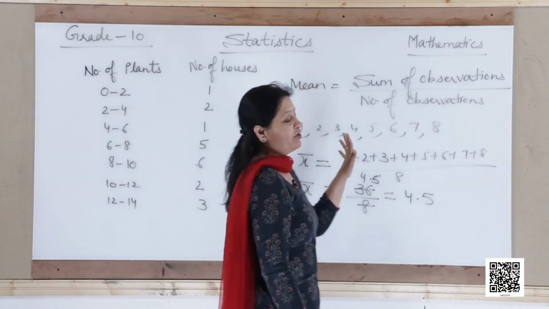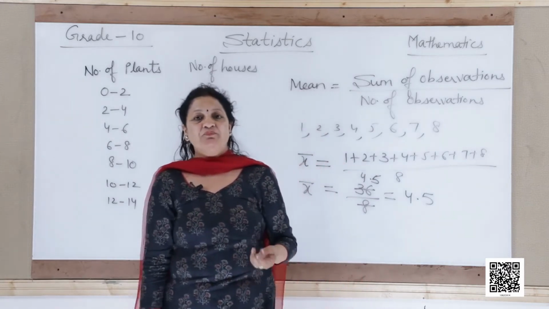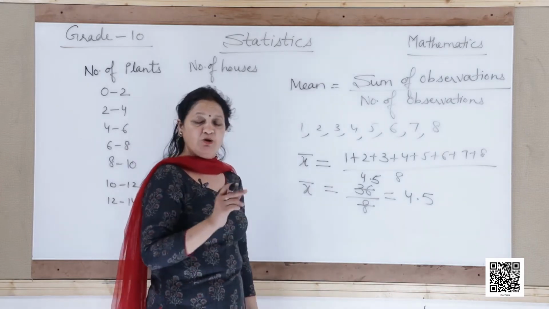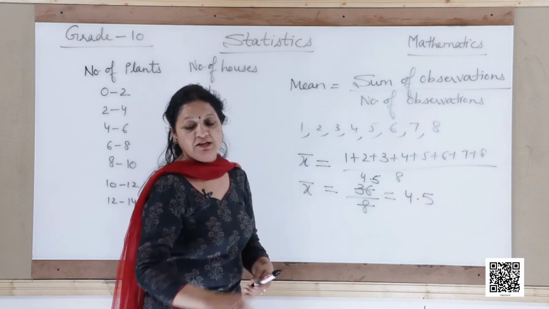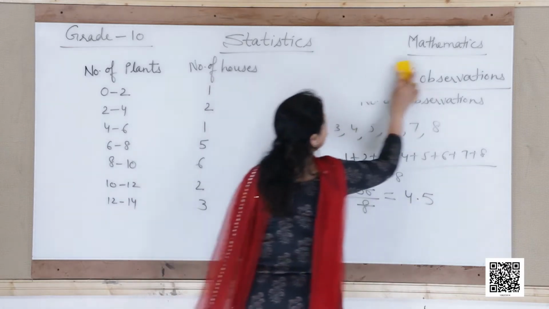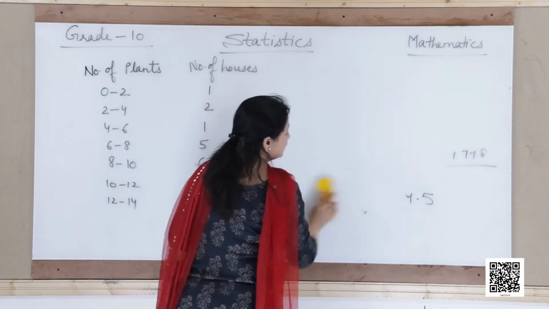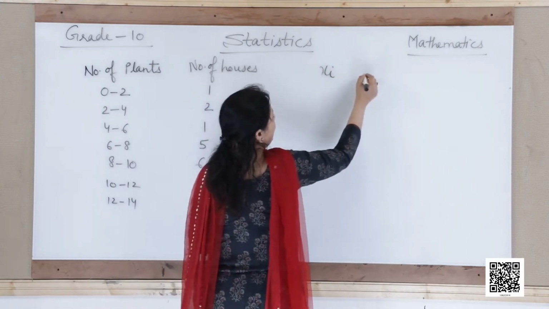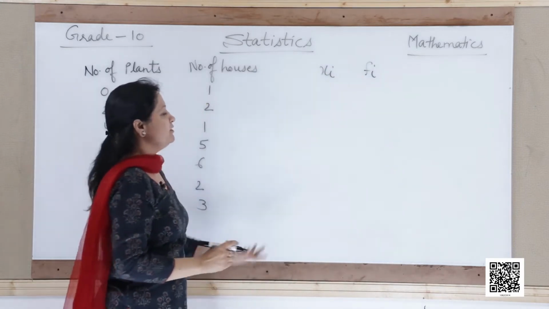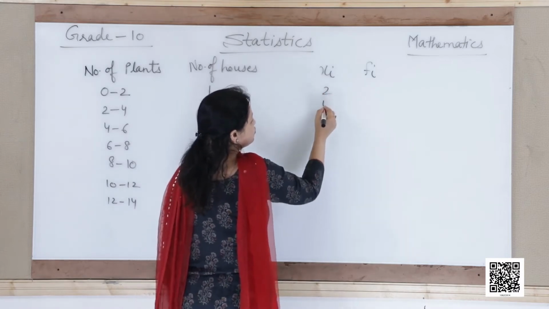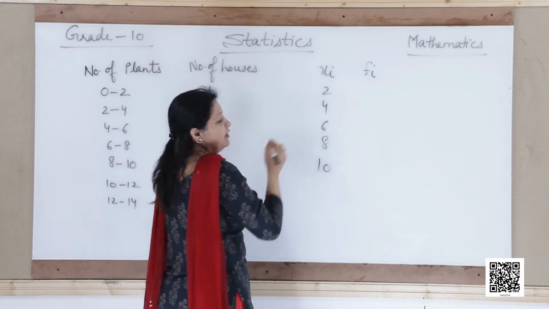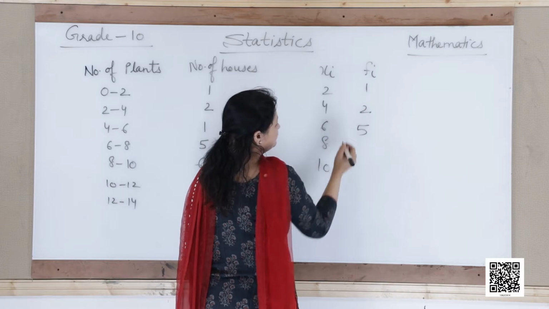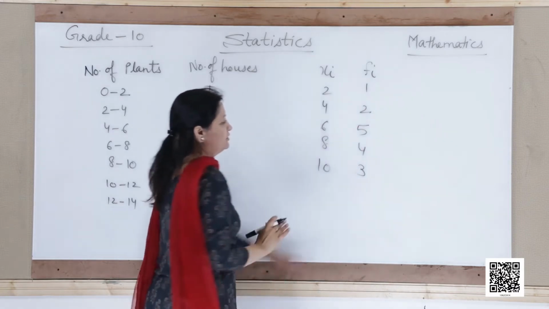Now this you have already done in 9th. Now let's start. If grouped data is given to you and you need to find out the mean, you have also done one of the questions in 9th class to find the mean by grouped data, where xi was given and fi was also given to you, and you need to find out your mean. For example, xi was given 2, 4, 6, 8, 10, and let us take frequencies 1, 2, 5, 4, 3. Now this was given to you.